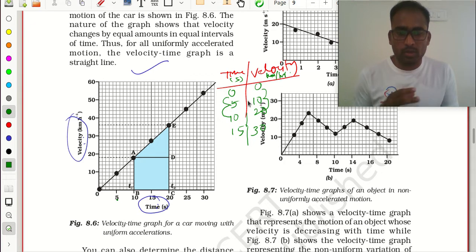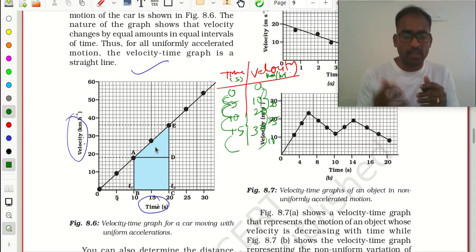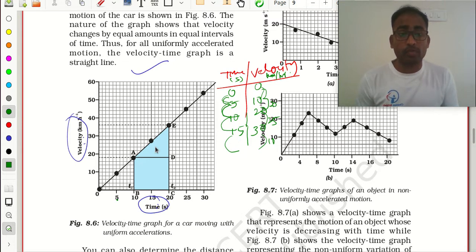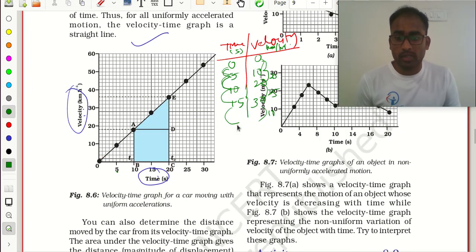So now we are saying it has a uniform acceleration. When can we say this is a non-uniform accelerated motion? Suppose first 5 seconds it has some 10, next 5 seconds it has some 20 km per hour velocity change, then next 5 seconds it has some 25, next 5 seconds some 10. If the velocity change is varying, then we can say it is a non-uniform accelerated motion. So now here I want to calculate the distance covered from this velocity and time graph.